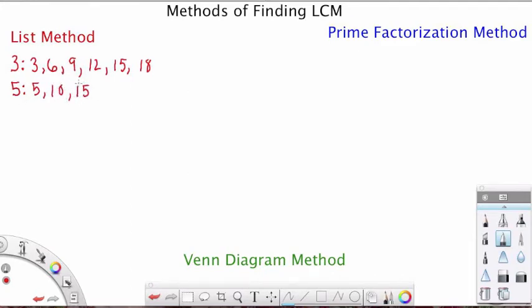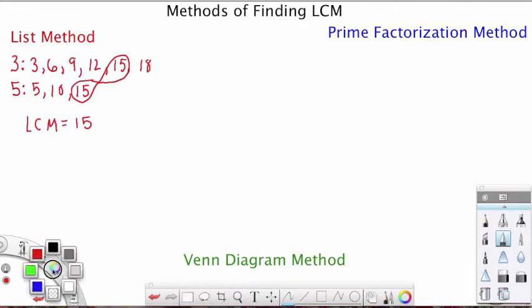Wait a second, I'm going to stop right there. What do you see? I see that we have a common multiple. We have the multiple of 15 is common for both 3 and 5. And it's also the first common multiple, also known as the least common multiple. So the least common multiple of 3 and 5 is 15.